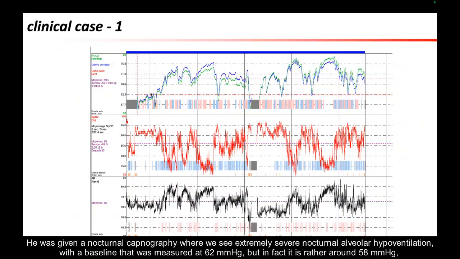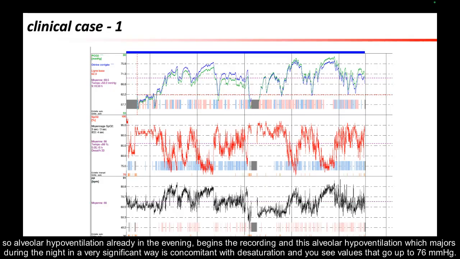He was given a nocturnal capnography where we see extremely severe nocturnal alveolar hypoventilation, with a baseline that was measured at 62 millimeters of mercury, but in fact it is rather around 58 millimeters of mercury. So alveolar hypoventilation already in the evening begins the recording, and this alveolar hypoventilation, which worsens during the night in a very significant way, is concomitant with desaturation, and you see values that go up to 76 millimeters of mercury.